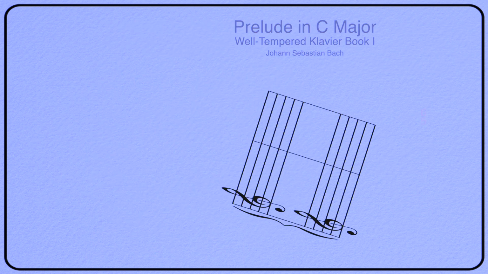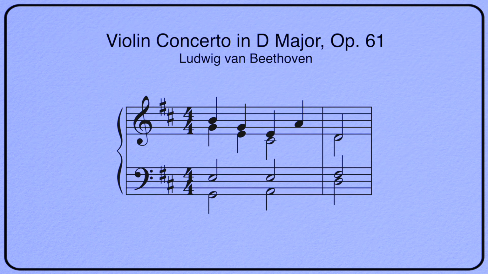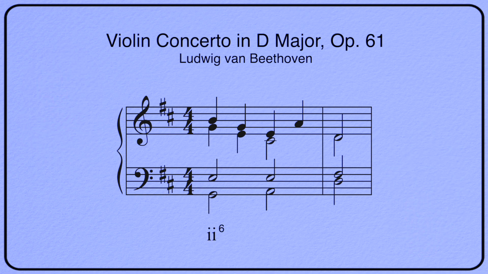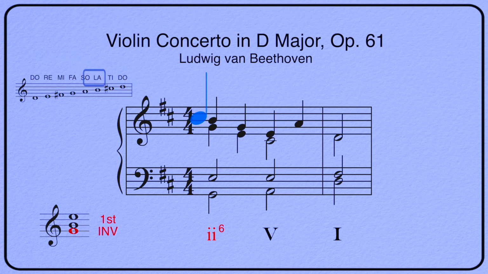You're also likely to find the 2 chord in first inversion. Beethoven has the 2 chord here with G in the bass, so that's first inversion, 6. This inversion is preferable when the melody has La, the 6th note of the scale. So that takes care of major keys.